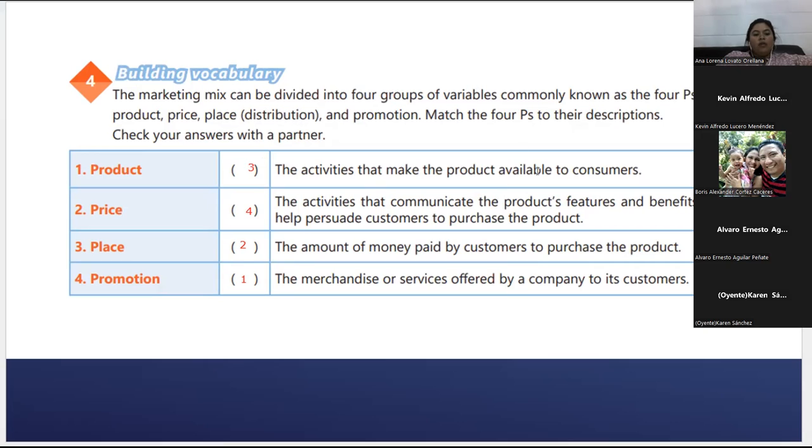Okay, let's refine this pronunciation. Oh, sorry. Available. Available. Relajemos un poquito. Relajemos y digamos available. Available. Yes. Okay. The activities that make the product available to consumers.